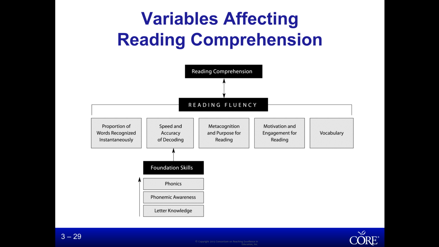Some of the variables that affect reading comprehension include the proportion of words recognized instantaneously, speed and accuracy of decoding, metacognition and purpose for reading, motivation and engagement for reading, and vocabulary. Notice that the speed and accuracy of decoding is dependent upon the foundational skills of phonics, phonemic awareness, and letter knowledge.